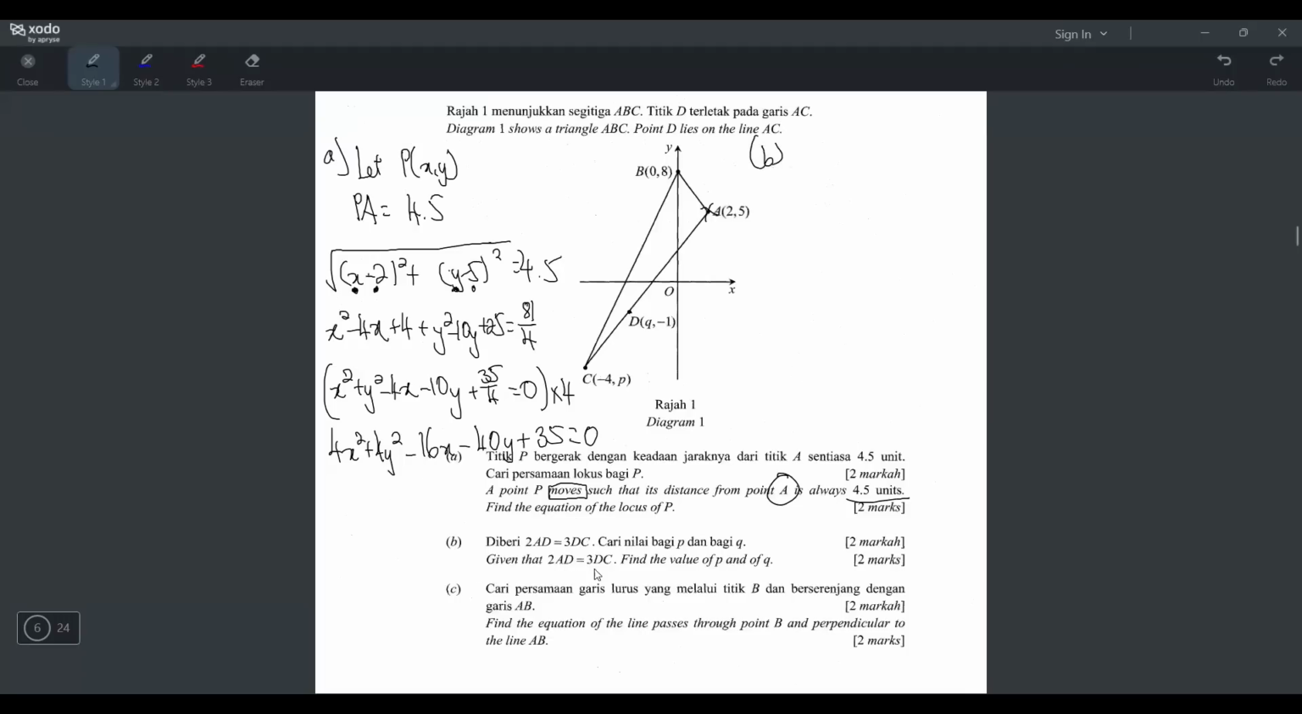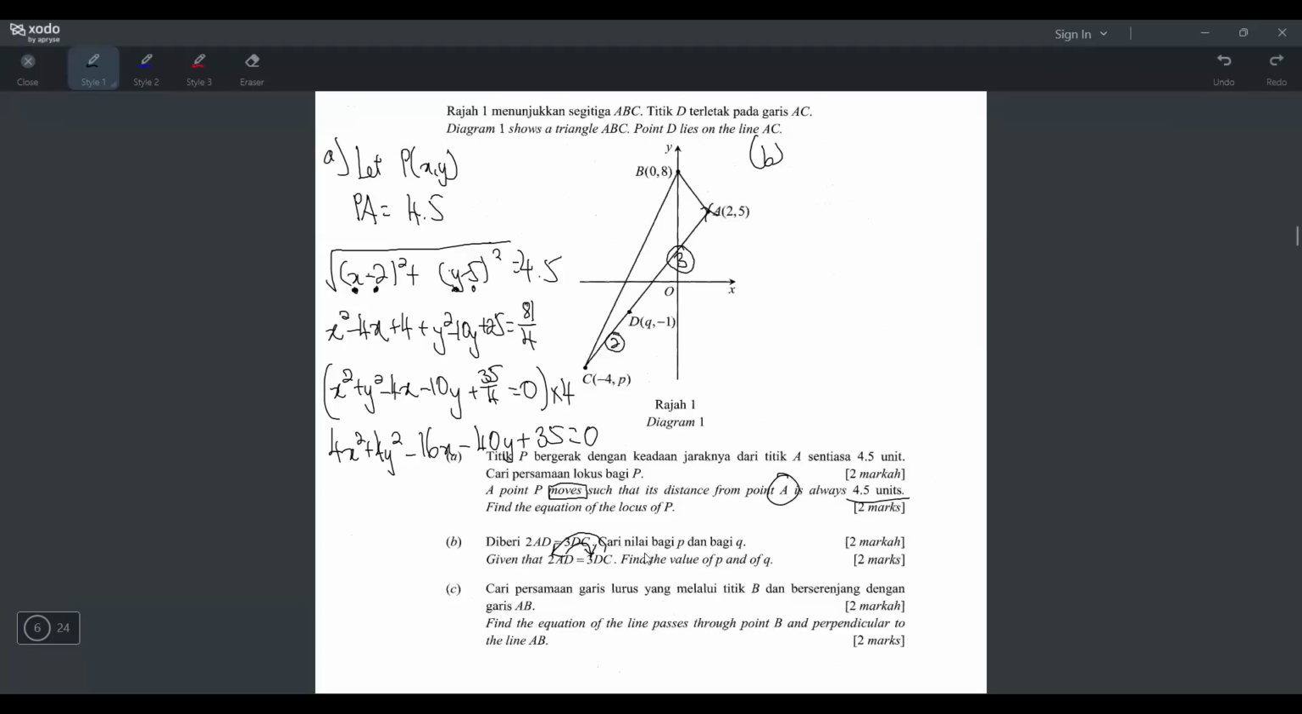B says given that 2AD equals 3DC. Okay, I always teach my students, if they give you like this, you have to read it like a rainbow. Okay, AD the ratio 3, DC ratio 2. This is how you read the ratio. Okay, so how do you label this? AD ratio is 3, so go to AD, write 3, and make sure you circle it. Ratio always circle. DC is 2, so go to DC, write 2.